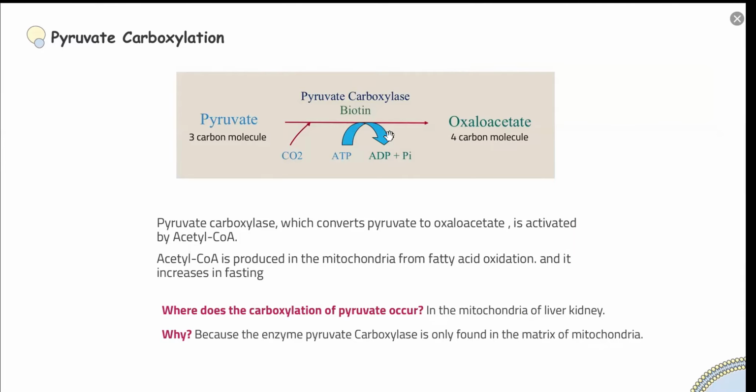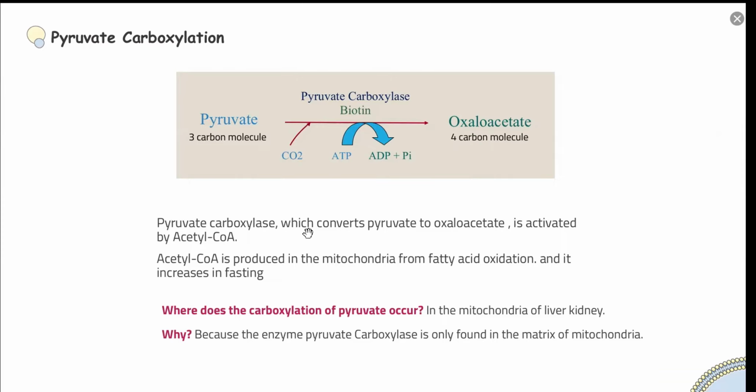Then the next thing is we are now going to look at how pyruvate is being converted into oxaloacetate. In this case, an enzyme called pyruvate carboxylase, which requires a coenzyme called biotin. So this pyruvate will be converted into oxaloacetate, which is a 4-carbon molecule, with the utilization of ATP and carbon dioxide.